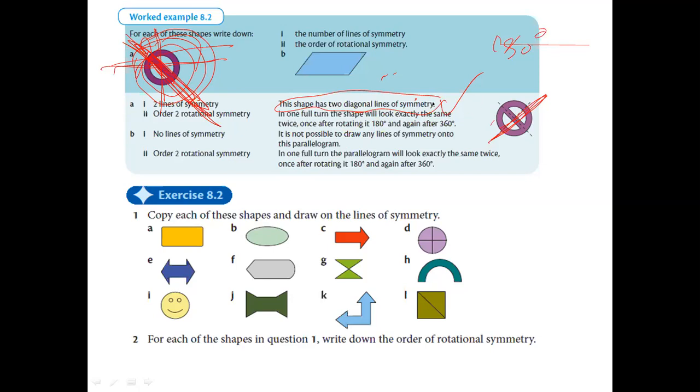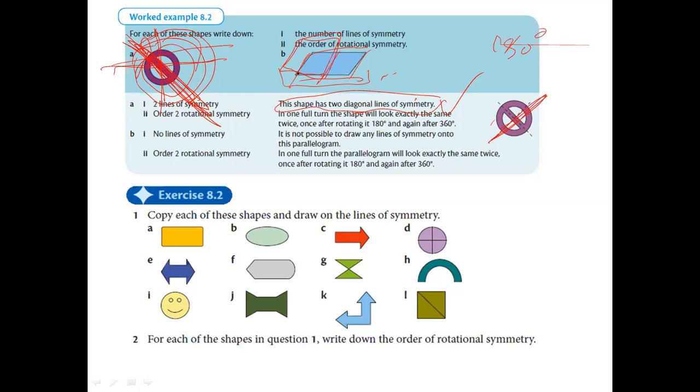The second option, B, is a parallelogram. These two sides are parallel to each other, and these sides are also parallel to each other. That's why this figure is called a parallelogram. There are no lines of symmetry. Don't forget, when you fold the shape, for example, this one is paper, you cannot get equal parts. You cannot divide it into equal parts.